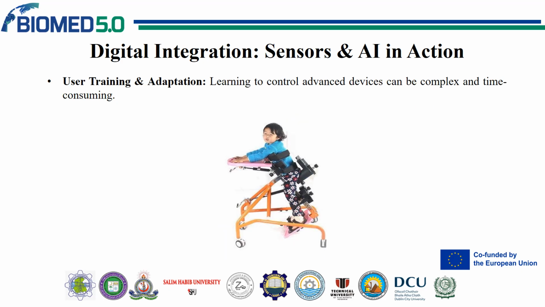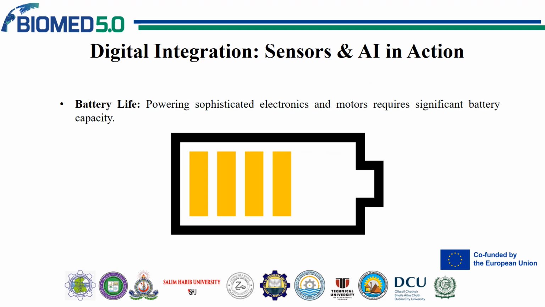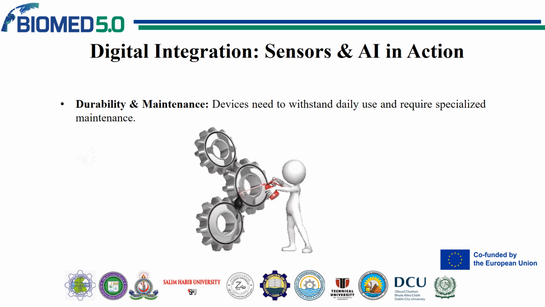User training and adaptation are also critical and often time-consuming. Learning to intuitively control an advanced prosthetic or exoskeleton can be a long journey. Battery life is a constant concern, as powering sophisticated electronics and robotic motors demands significant energy. Durability and maintenance are also key, as these devices need to withstand daily wear and tear and often require specialized, periodic maintenance.